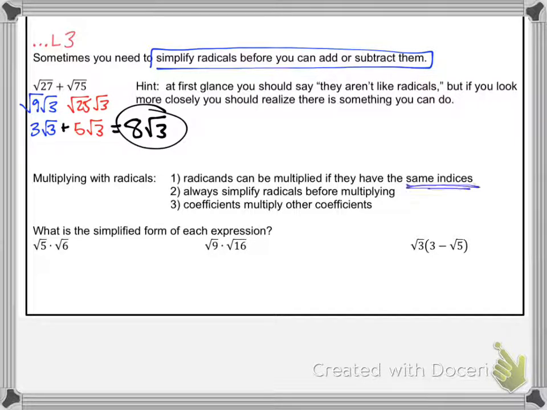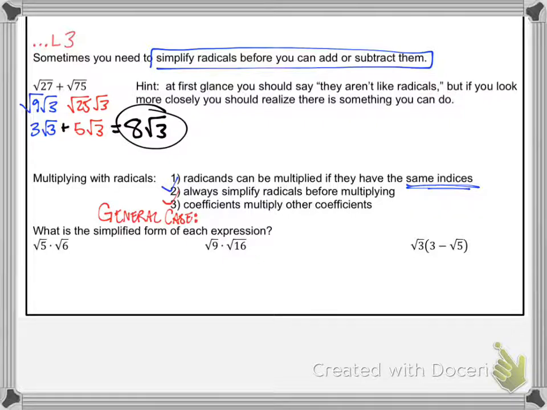When we're multiplying, we have to have the same indices, so it has to be both square roots or both cube roots or whatever, but the radicands will get multiplied. So we always simplify before we multiply, and then the coefficients will multiply each other.